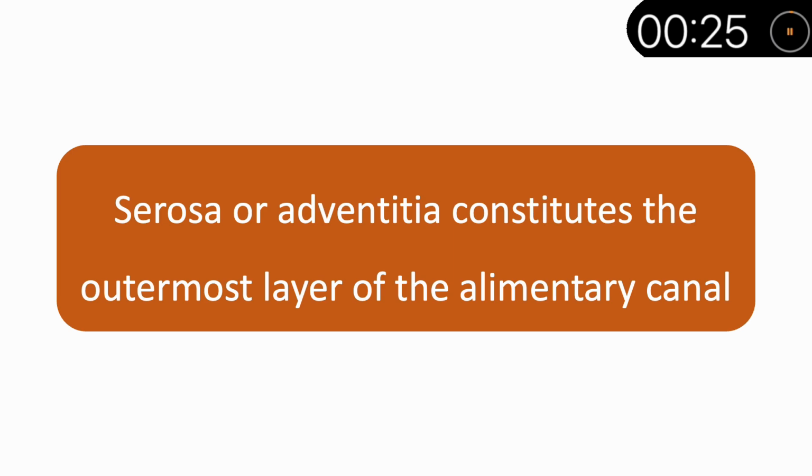These structures are attached to the abdominal and pelvic wall by connective tissue, which is known as the adventitia, and it blends with the connective tissue of the wall. With that, we are completing the general histological or microscopic structure of the gastrointestinal tract.